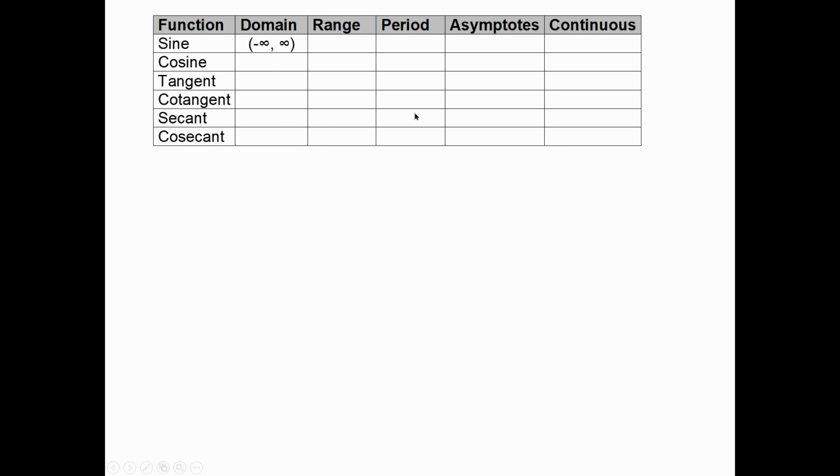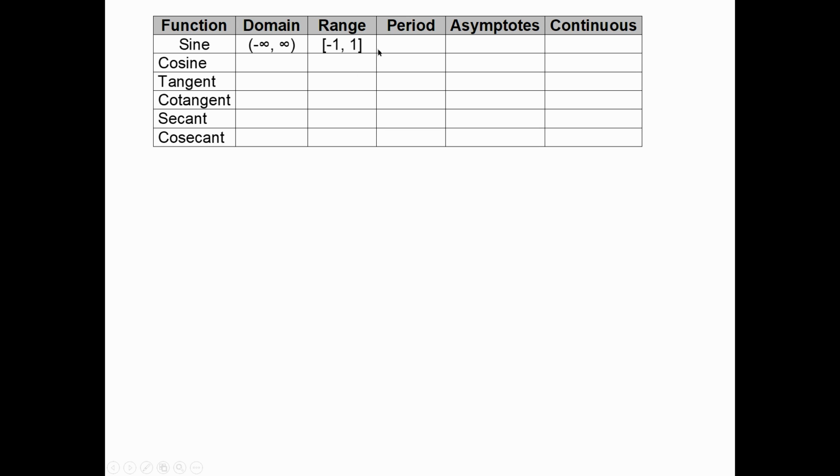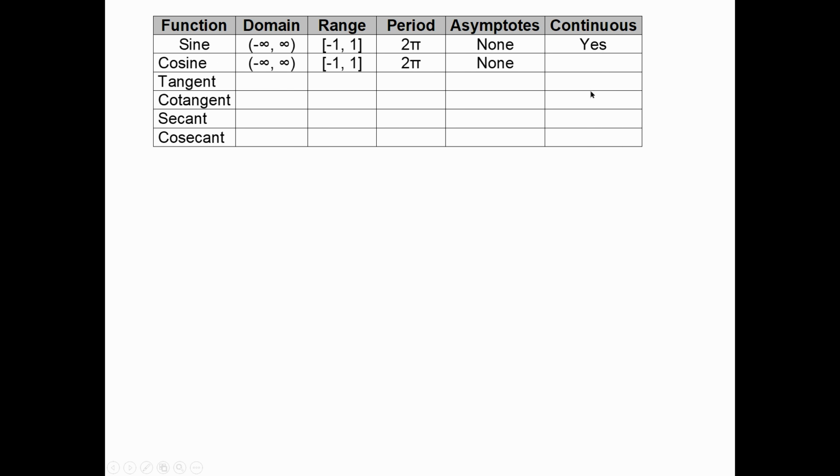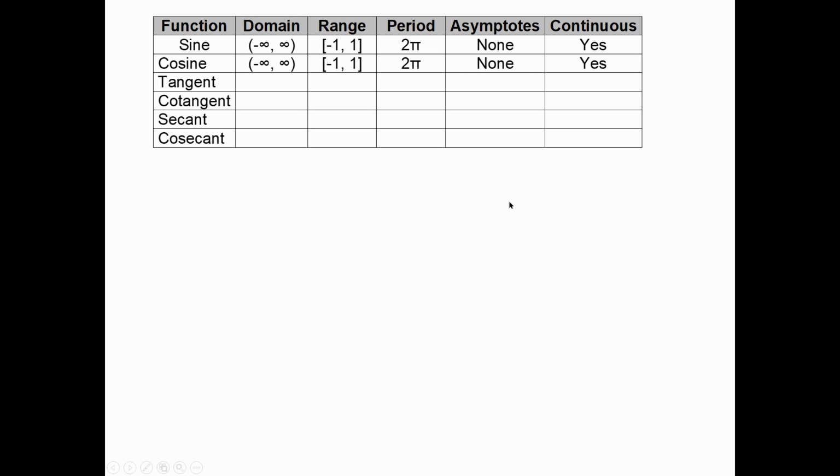Okay, for the sine, domain, minus infinity to infinity. Range, minus 1 to 1. Period, 2 pi. Asymptotes, doesn't have any. Continuous? Yes. The cosine, domain minus infinity to infinity. Range minus 1 to 1. Period 2 pi. Asymptotes? No. Continuous? Yes.